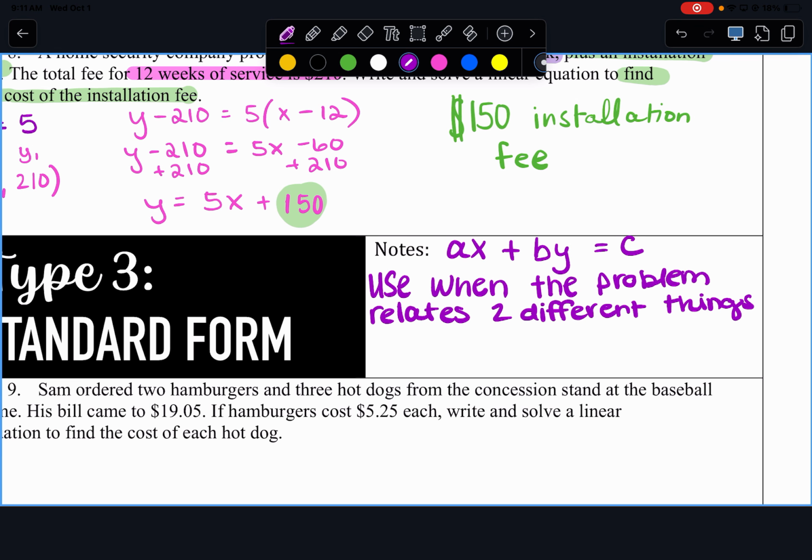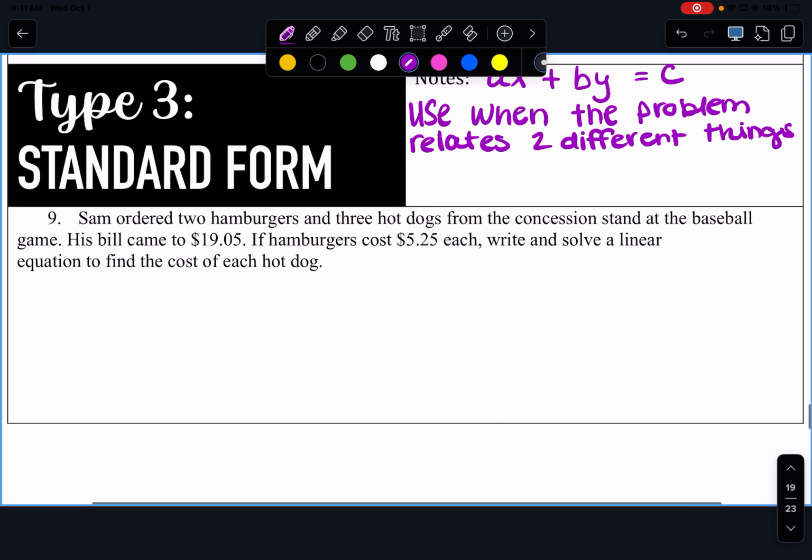So for the first question, we have standard form. Sam ordered 2 hamburgers and 3 hot dogs from the concession stand at a baseball game. His bill came to $19.05. If hamburgers cost $5.25 each, write and solve a linear equation to find the cost of each hot dog. So first, what are the 2 different things this problem's relating?